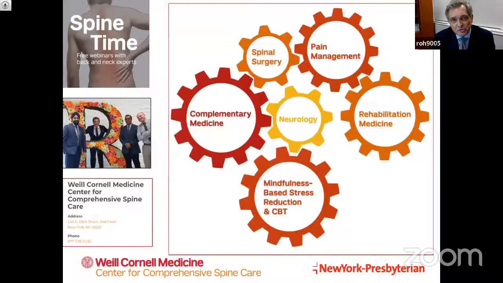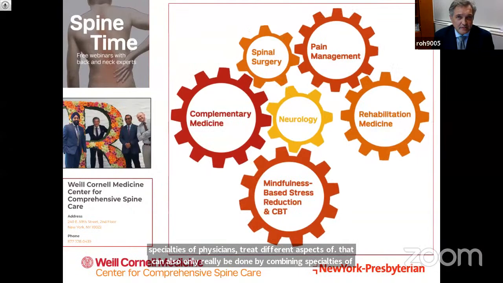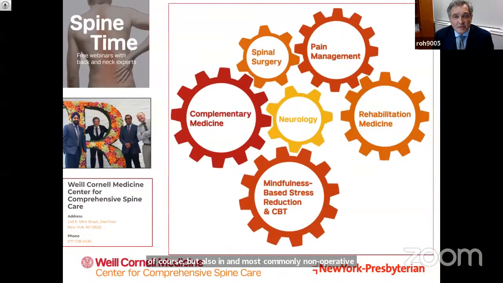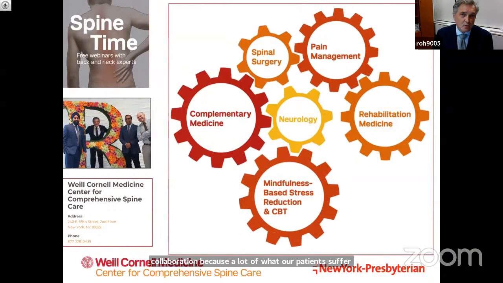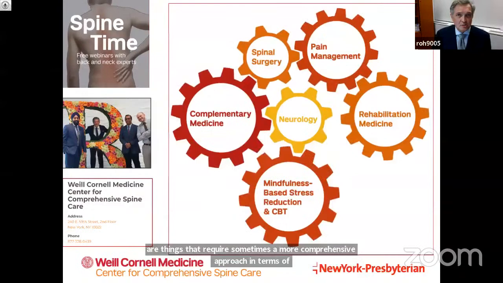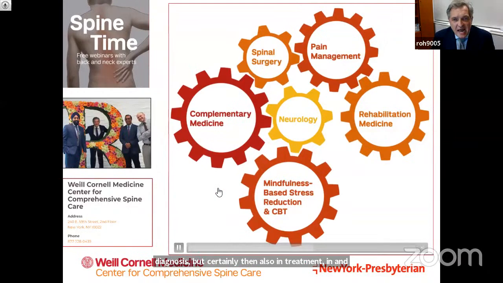Problems. And that includes surgery, of course, but also, most commonly, non-operative subspecialties such as pain management, rehabilitation medicine, and radiology for diagnosis. We have neurology on board here in the spine center, but we also work with, for example, integrative health, chiropractors, and acupuncturists, not necessarily here in the spine center, but we have a close collaboration because a lot of what our patients suffer from are things that sometimes require a more comprehensive approach in terms of diagnosis, but certainly then also in treatment, in rehabilitation. And that's what we're all about.